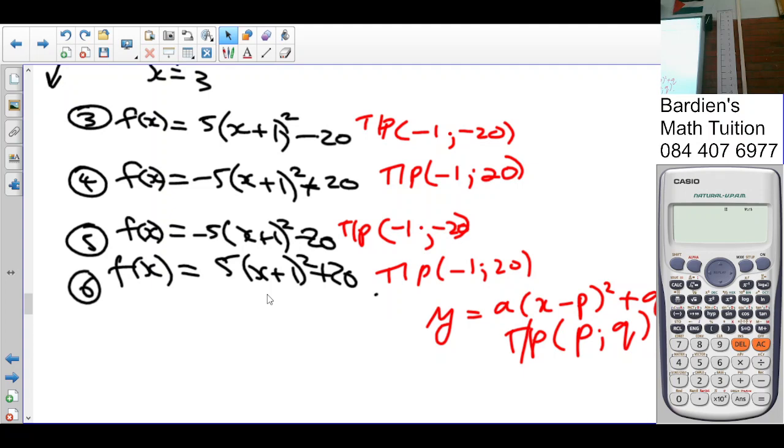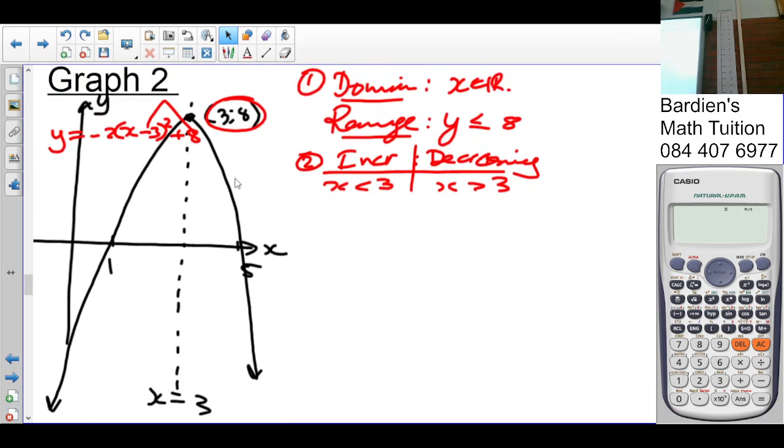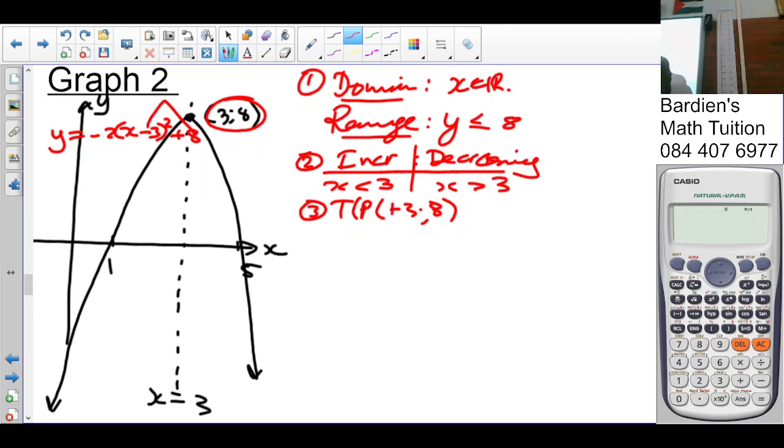Okay. So let's answer these questions quickly. Number 2. Number 3. What's the third question? Turning point. What are the coordinates of the turning point? Negative 3 and 8. What can we say about this? Positive 3, yes. What can we say about this? Graph has a maximum value of 8 and occurs at x equal to 3.